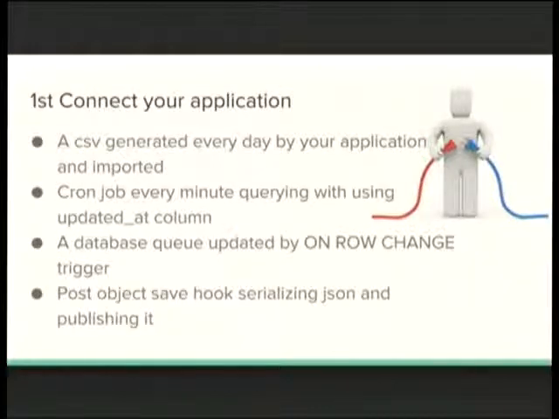Then you can have a database queue using triggers with on-row change, for example. You create a queue, and you read this queue every second, and now you're just 1 second behind your cluster. Or in our case, in PHP, we added a post-save hook. You can do exactly the same thing in Django. And this is posting to RabbitMQ, and then we have a consumer that is reading from RabbitMQ and indexing it in Elasticsearch.